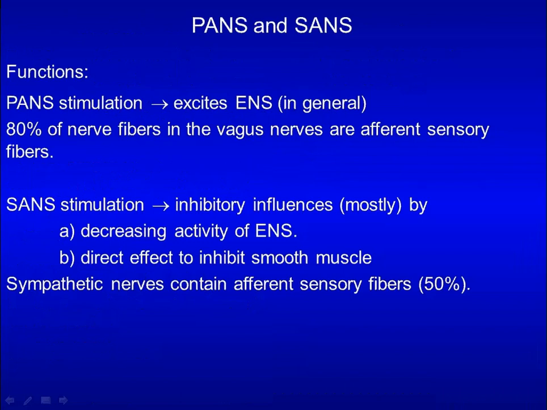Here are functions of parasympathetic and sympathetic nervous system in the gut. Parasympathetic stimulation in general excites enteric nervous system. In addition, 80% of vagus nerves are afferent sensory fibers. Sympathetic stimulation mostly inhibits gastrointestinal activities by either decreasing activities of enteric nervous system or inhibiting contraction of smooth muscle directly. 50% of sympathetic nerves are afferent sensory fibers.